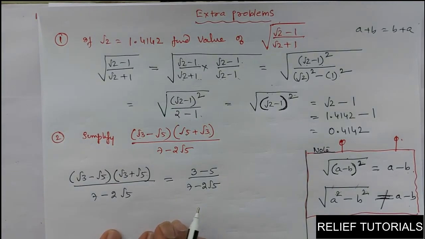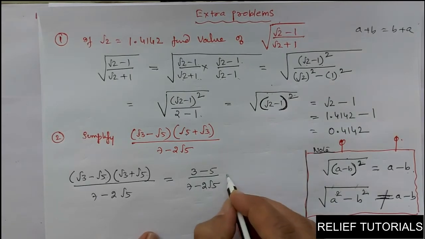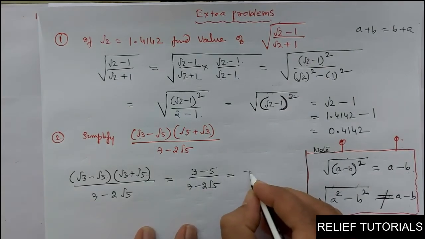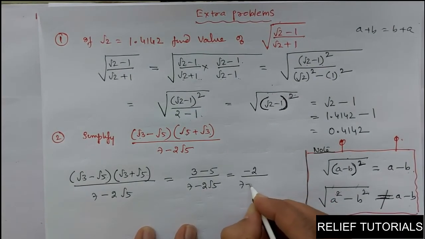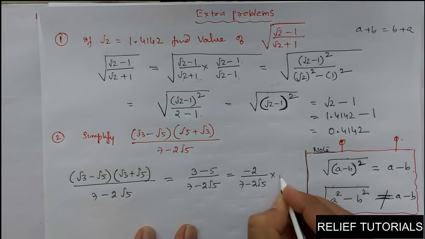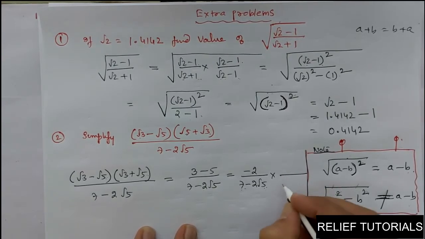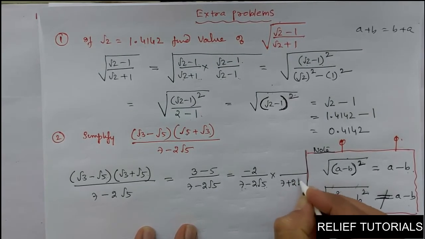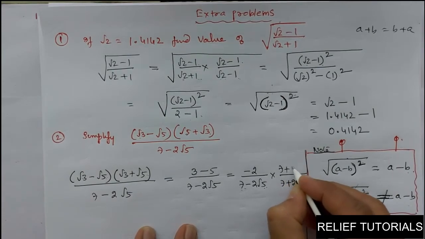Have you got it? This is the case. A minus b, a plus b, so a square, that is root 3 square, is 3; b square, root 5 square, is 5. So 3 minus 5. Now you will rationalize the denominator. You should know that there should not be any irrational number here. So you will rationalize this. So what you will get here? 3 minus 5 is minus 2, upon 7 minus 2 root 5, into the conjugate. The conjugate of 7 minus 2 root 5 is 7 plus 2 root 5.